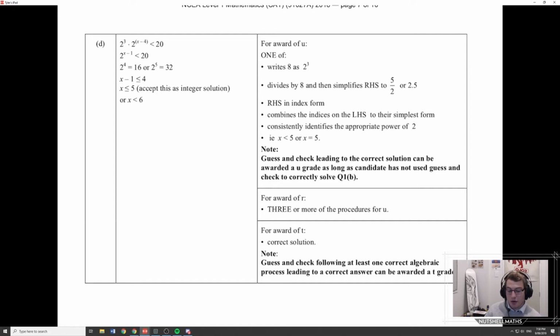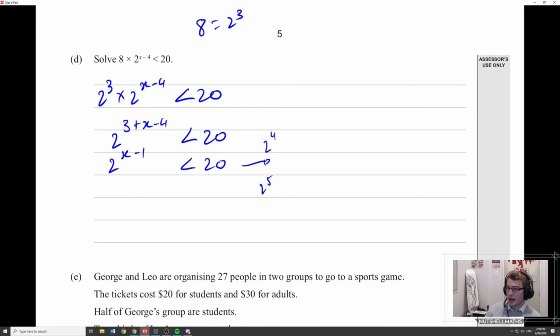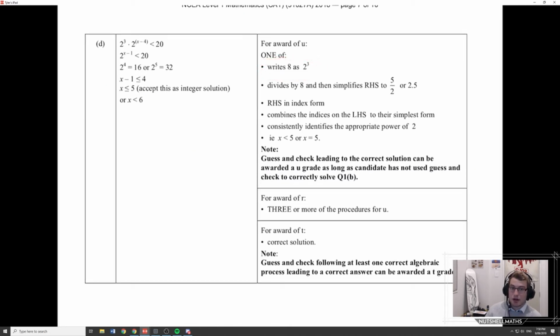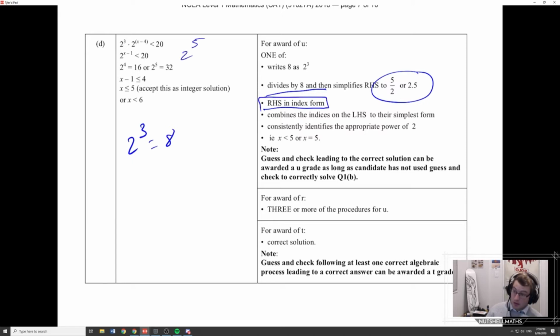If you are aiming for achieve or merit, you should not be leaving this question blank. If you're looking for achieve or merit, look at this. If you write 8 as 2 to the 3, if you literally just on your paper write down 2 to the power of 3 is 8, or replace the 8 with 2 to the 3, you get an achieve point. If you divide by 8 and turn the right hand side into something like this, you get another achieve point. If you put the right hand side in index form, which is 2 to the power of something, you get another achieve point. If you get 3 achieve points, you get a merit. Right? You don't need to get the answer correct to still get good grades out of it. That's what I'm trying to get at.